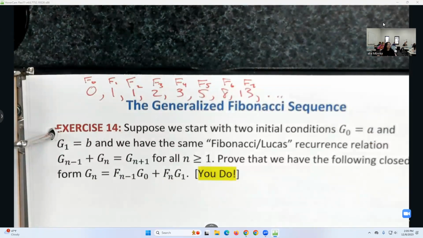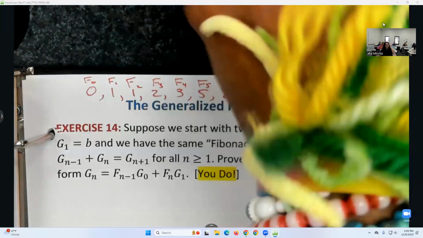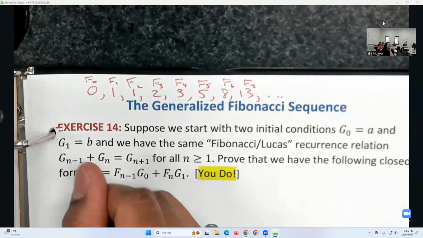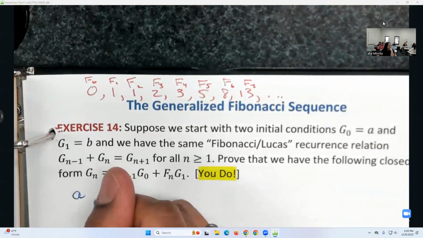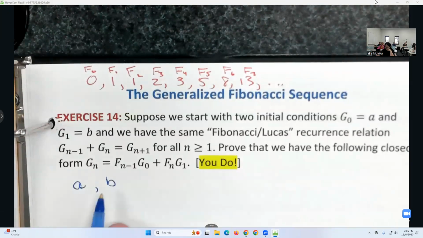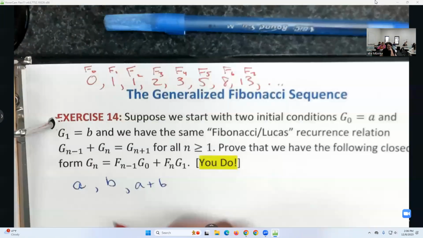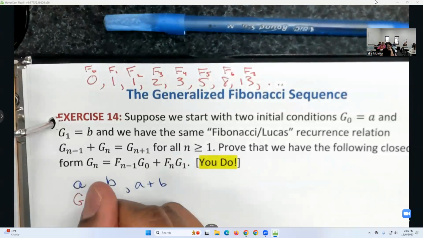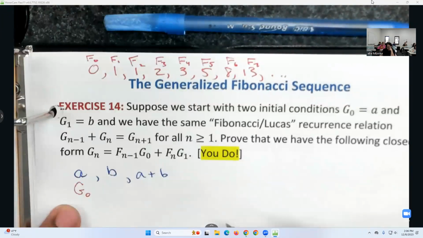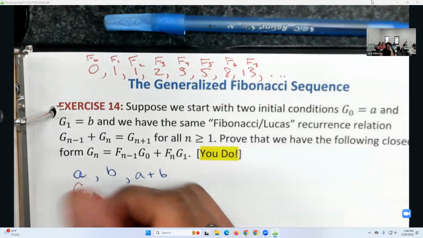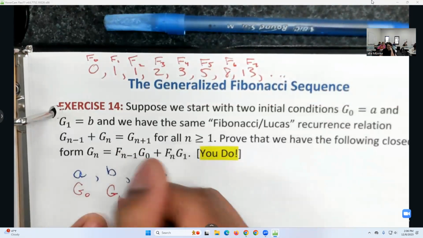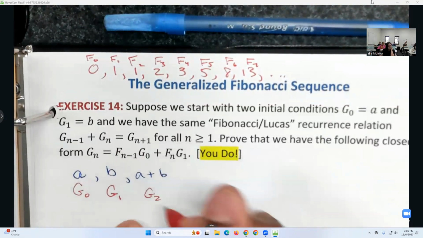But that's if we started with a 0 and 1. What if we started with any other two numbers? How about A and B? So if we started with an A and a B, and we did the same thing, the next number would be adding the previous two, A plus B. And so this is G naught. The first term is given to be A, and the second term, G1, is given to be B. And we can find G2 by just adding up those two.